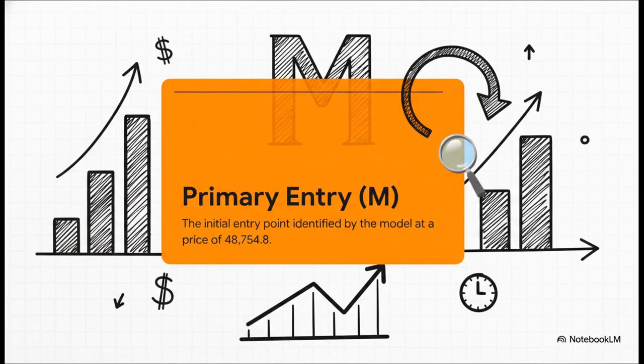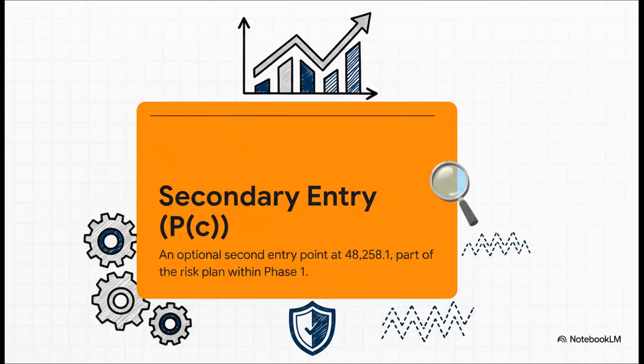The first piece of the puzzle here is the primary entry. You'll see it on the chart marked as M. The model flags this initial entry point right at a price of 48,754.8. But that's not all. The plan also has what's called a secondary entry. It's labeled PC, and it's set at 48,258.1. Now, this is super important. This is not a new phase. It's an optional entry point that's built right into the risk plan for phase one. The price might hit this level, or it might not.